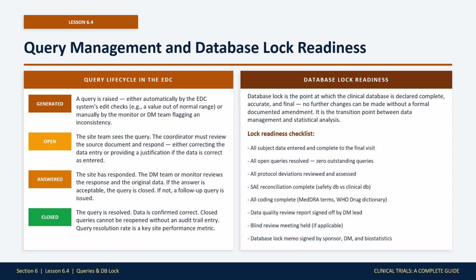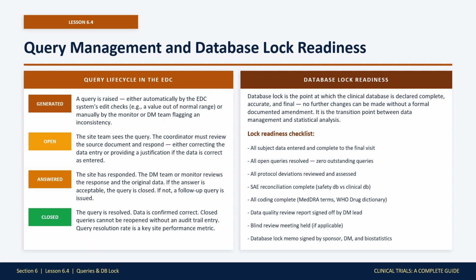Every data point in a clinical trial goes through a quality control process. When data does not make sense, when it is outside a normal range, inconsistent with another field, or simply missing, a query is raised. Queries follow a 4-stage life cycle in the EDC. Generated. A query is created, either automatically by the system's built-in edit checks or manually by the monitor or data management team. Open. The site team receives the query notification and must respond.